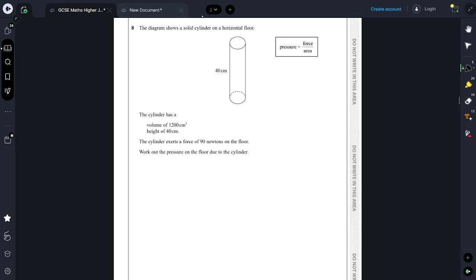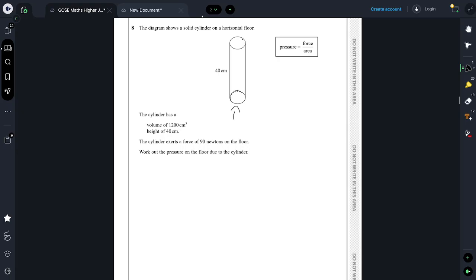Okay, so we're given the formula here. You'll always be given the pressure formula. The way this works with pressure is, like I said earlier, these shapes are just composed of 2D shapes. Really, the 3D one is a circle and a rectangle. Now, it says it's on the floor, so this bit will be on the floor. Now, the pressure is on the floor due to the cylinder. So, where does the floor meet the cylinder?